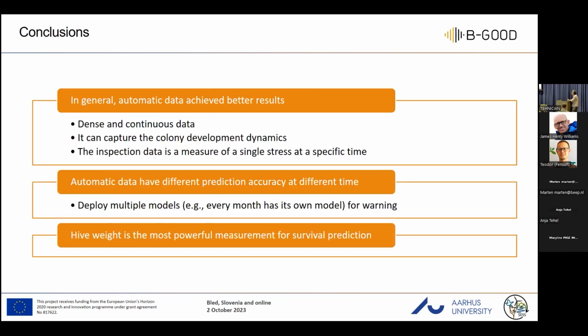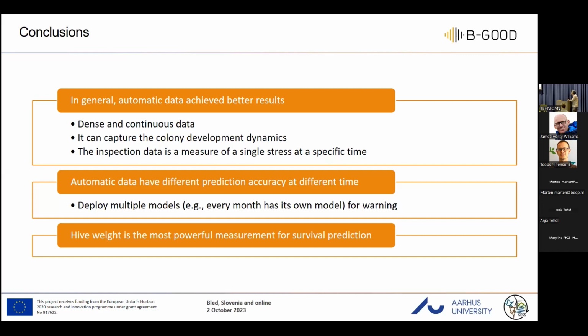So here are some conclusions. For this specific application, the health status prediction, in general, automatic data achieved better results. The reason is that it's dense and continuous data, so it's always monitoring the hive development, and it can capture the colony development dynamics. As I said before, almost everything happening in the colony can change the hive weight. And the inspection is a measure of a single stress at a specific time. So we need to use this automatic data to guide us on when we should do which type of inspection to test what happened to the colony, what's the reason for the colony dying.